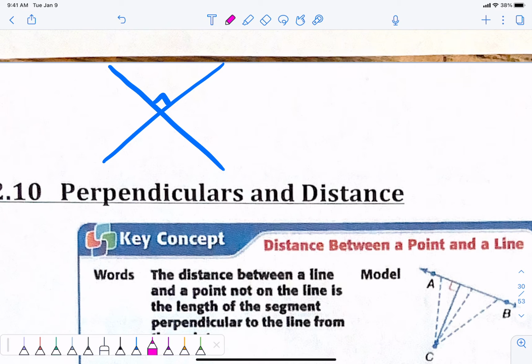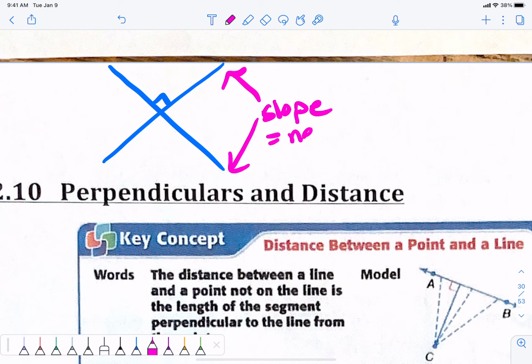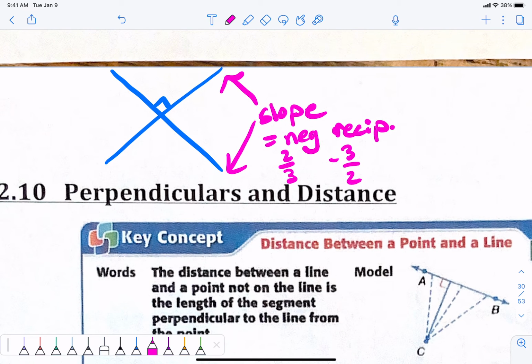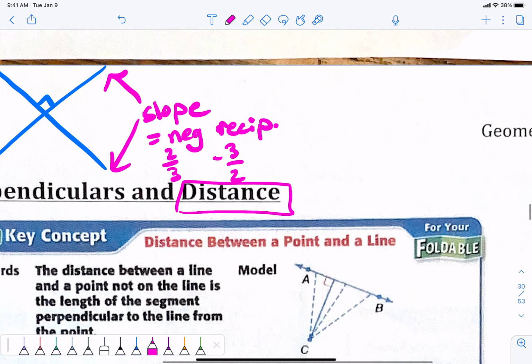Those are perpendicular. And one thing that we know from algebra is that if I look at the slopes of these guys, the slope is the negative reciprocal. So like if one of them has a slope of 2/3, the other one is going to be negative 3/2. That's stuff that we know from algebra. Now they're combining that with stuff that we need to know from geometry, and that is we're talking about distances and such, like the distance formula and that type of thing. So we're kind of combining those two, okay?